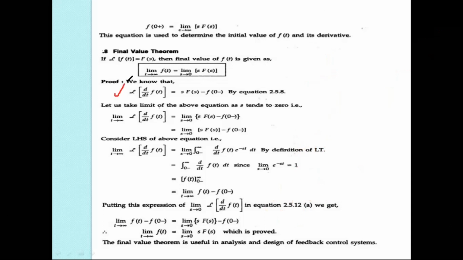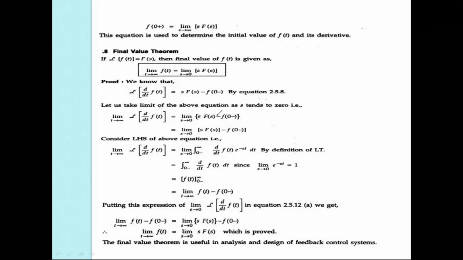Now you have to prove that limit t tends to infinity f of t. Again, here also you can use one of the properties, that is the differentiation property. That differentiation property for unilateral has an additional factor, minus f of 0 minus. Otherwise, bilateral is only s into F of s. Now, taking the same equation, the Laplace transformation of d by dt of f of t is equal to s into F of s minus f of 0 minus.